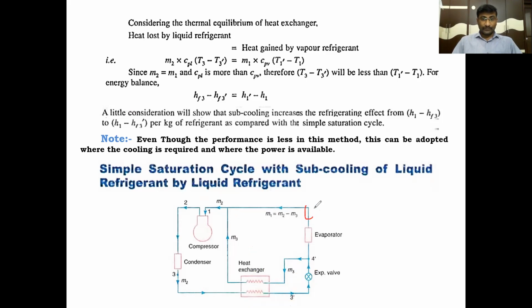Here the vapor is formed after the evaporator. Due to the vapor, it does not absorb the heat from the liquid. It has no ability, or only a small ability, to absorb the heat. That's why we are taking the liquid before the evaporator into the heat exchanger. It has more ability to absorb the heat from the liquid refrigerant coming from the condenser.